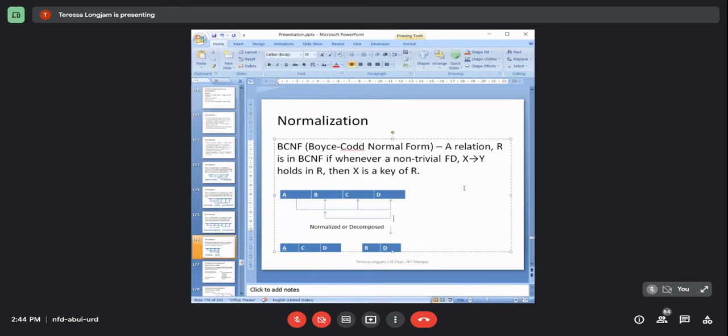So if there is any non-trivial functional dependency in the relation, we are going to say that it is in BCNF only if all the functional dependencies X determining Y have the property that X is the key. Means X must be a key, and Y should be depending on the whole X.